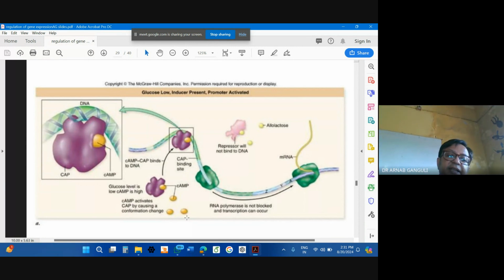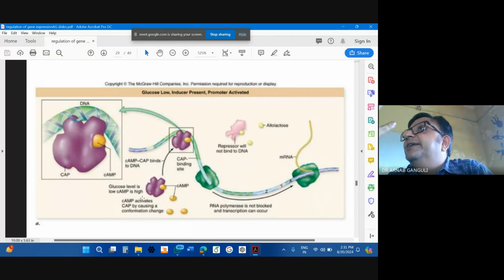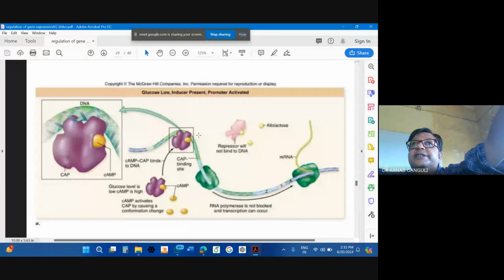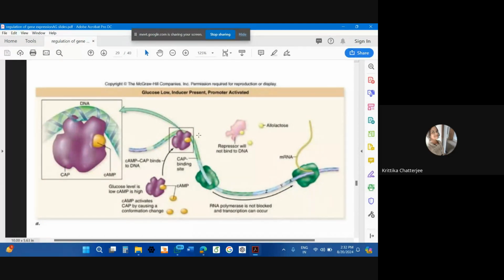So what happens is there is this CAP protein, which binds to cyclic AMP. So increase cyclic AMP. What happens? Glucose level is low. Cyclic AMP is high. जब glucose low होता है, cyclic AMP is high. Low glucose, high cyclic AMP. Cyclic AMP activates CAP by causing a conformation change. So when cAMP binds to CAP, this CAP-cAMP complex comes and binds to this promoter. It induces more expression of the genes. Okay? Clear? Online students, is it clear? Yes, sir.